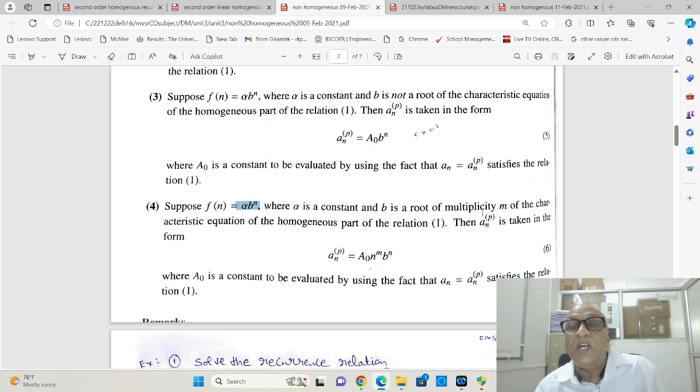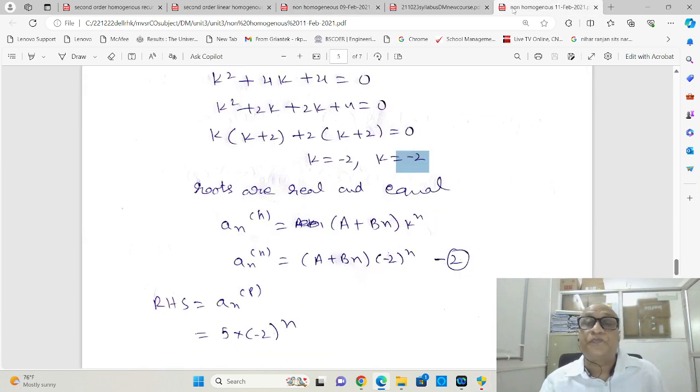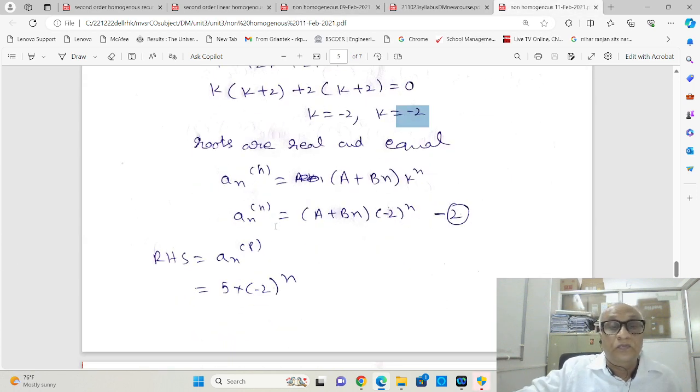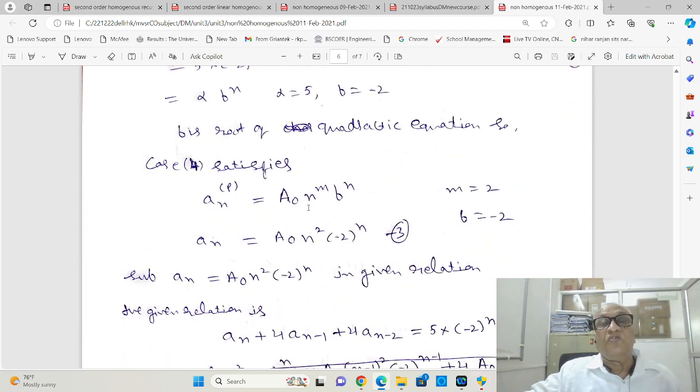b is a root of multiplicity m. So the solution will be of this form: a0 n to the power of m, b to the power of n. The value of m will be 2. The value of b is minus 2. So substituting that, you will be getting a0 n square multiplied by minus 2 to the power of n. So an will be a0 n square minus 2 to the power of n.